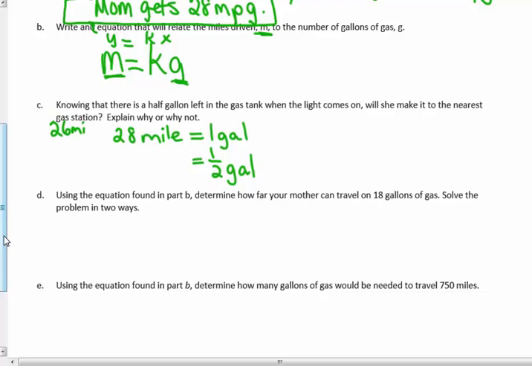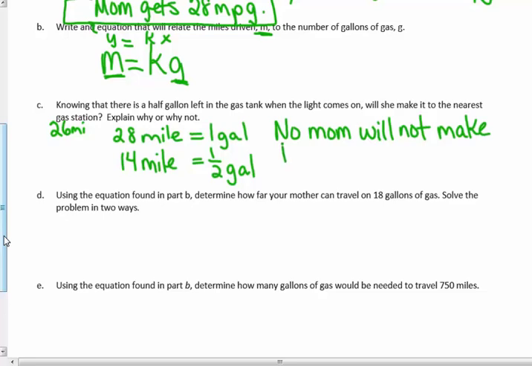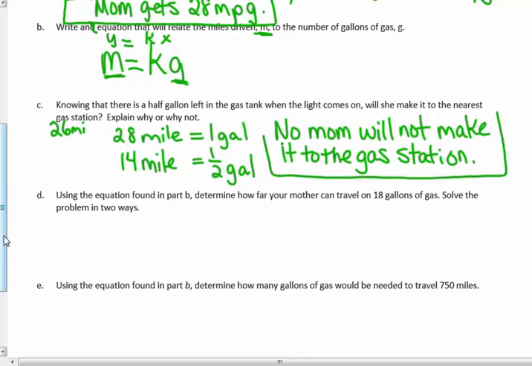Well, 1 gallon, half of it is a half a gallon, so half of 28 would be 14. She's not going to make it. You're only going to go 14 miles. So, will she make it? No, Mom will not make it to the next gas station. She's going to have to call AAA or something. She's going to run out. She only has 14 miles left. She should have gotten gas before she got on the thruway, or known that the gas station was closer.